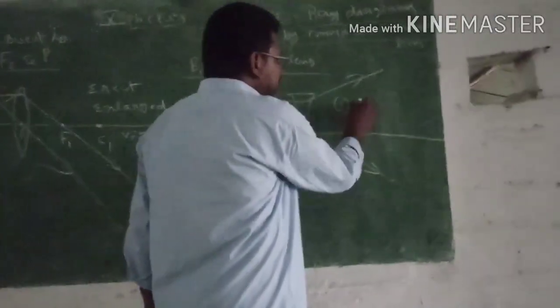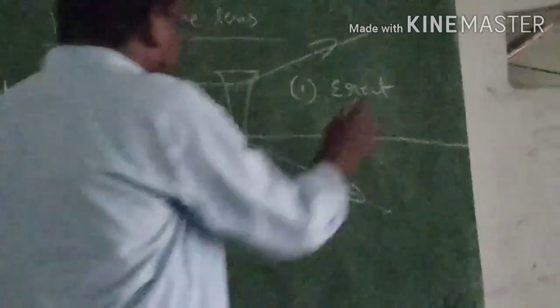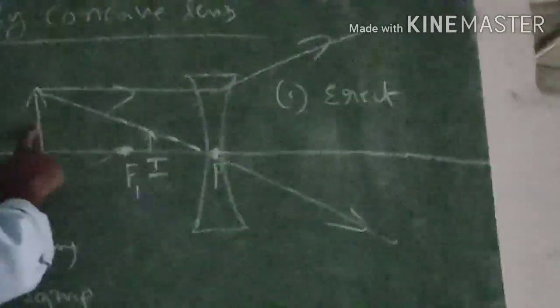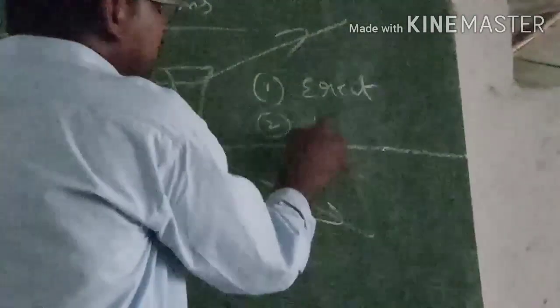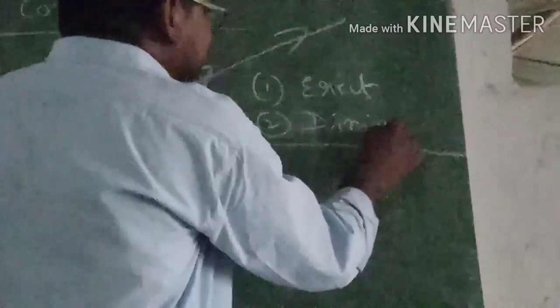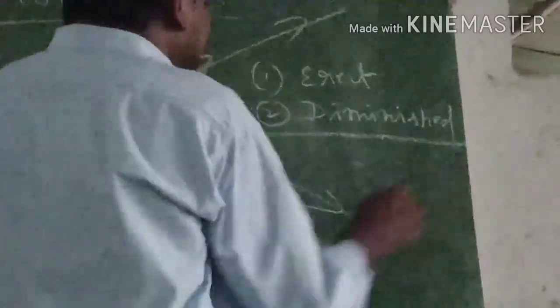So no doubt it is erect. It is erect as compared to the object, and it is diminished.